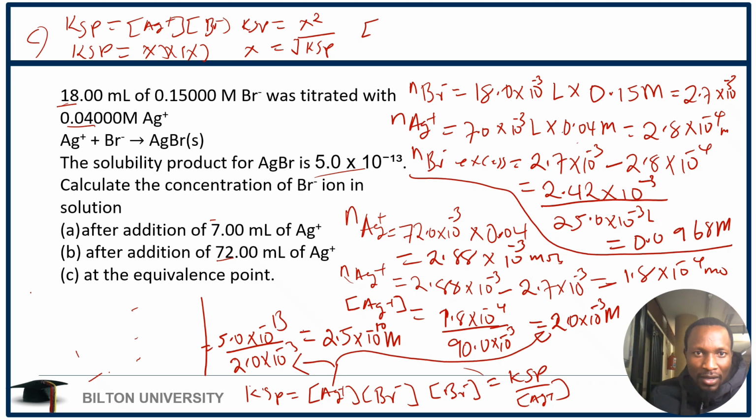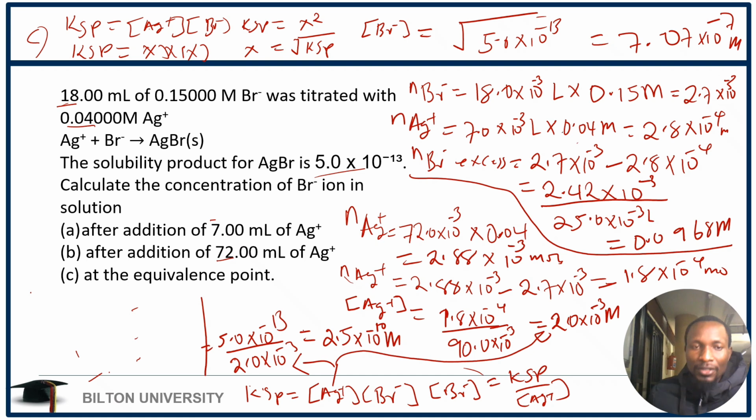So the concentration of bromide ion, which is the same as the concentration of the silver ions, is the square root of the Ksp, which is 5.0 times 10 to the power minus 13, and that's going to give us a value of 7.07 times 10 to the power minus 7 molar. So that's how you determine the concentration at equivalence point. You just find the square root of Ksp in this scenario.